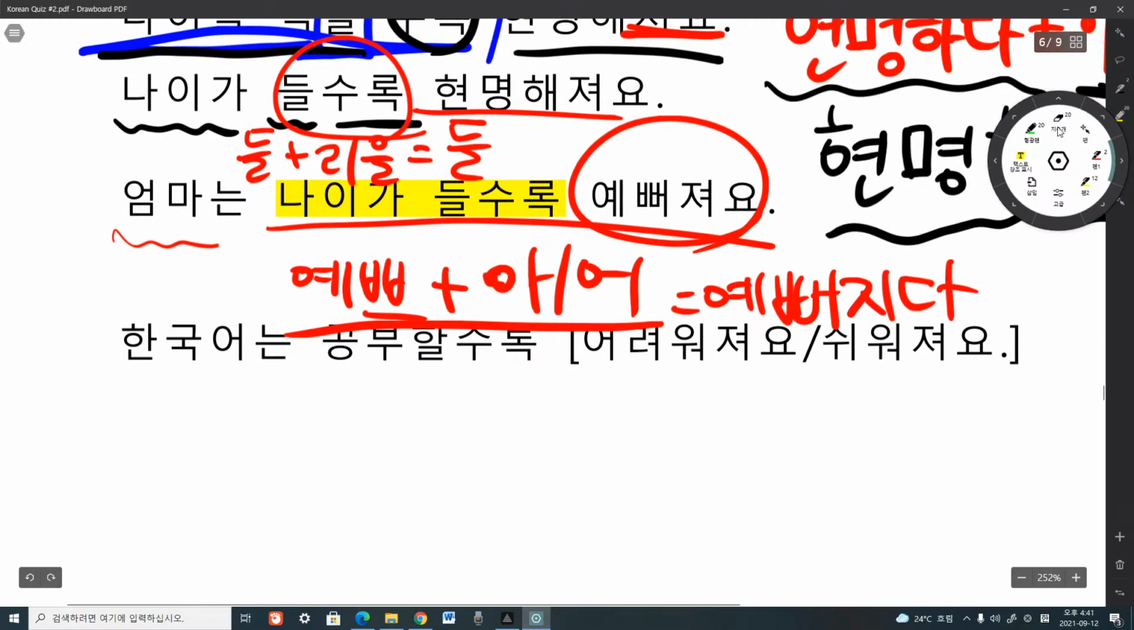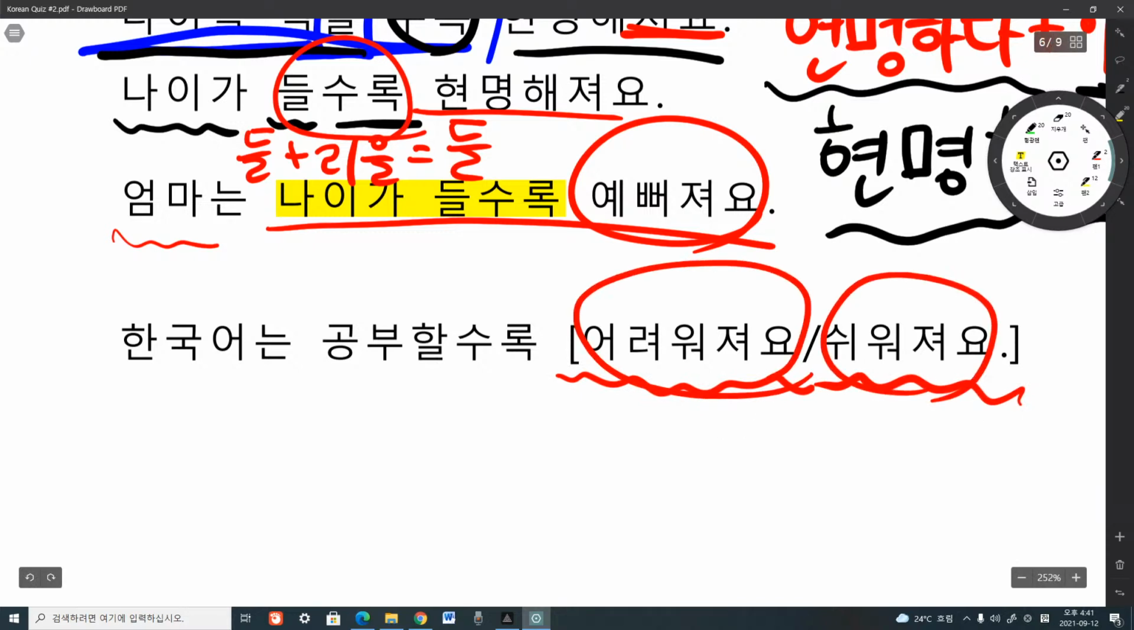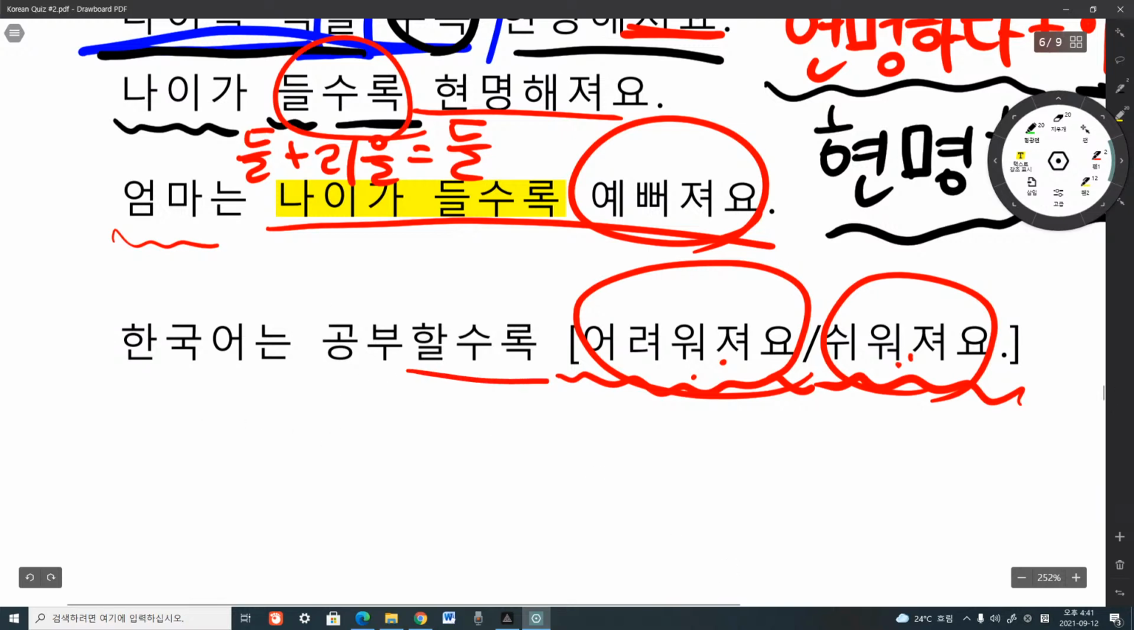그 다음에 한국어는 이거. Okay, so I want to ask you guys, which one do you think is true in this sentence? Do you think it's 어려워져요 or 쉬워져요? The answer might be subjective. To choose the answer, you first have to understand this sentence, which you can because we just learned the grammar point. Which one do you think is true? 한국어는 공부할수록 어려워질까요? 아니면 쉬워질까요?